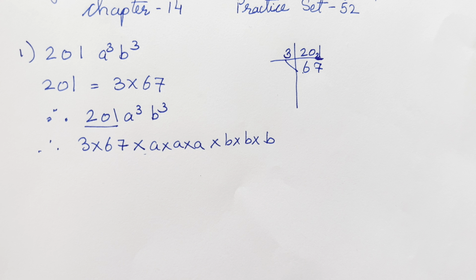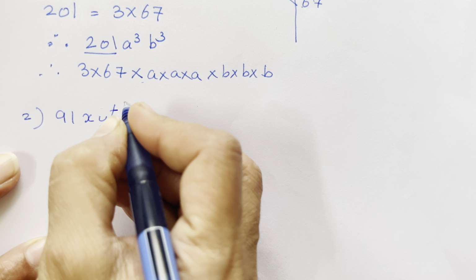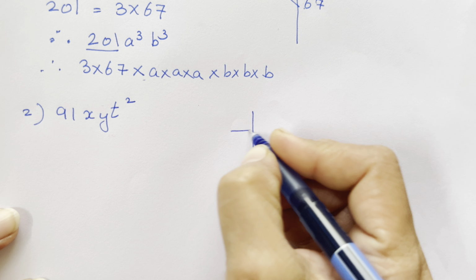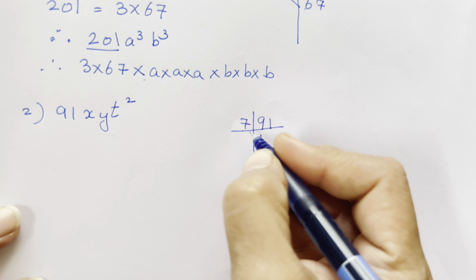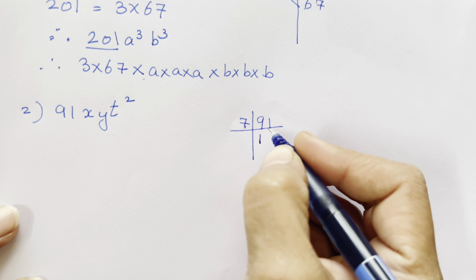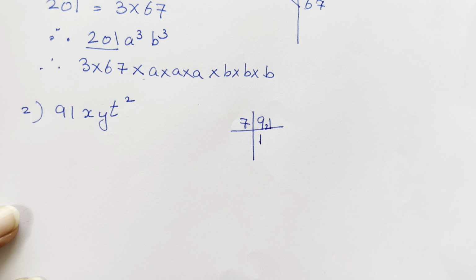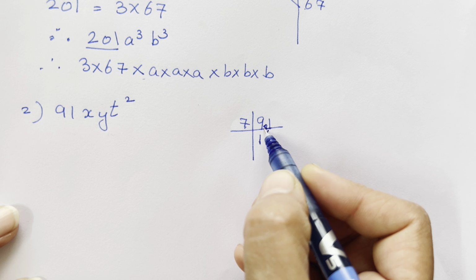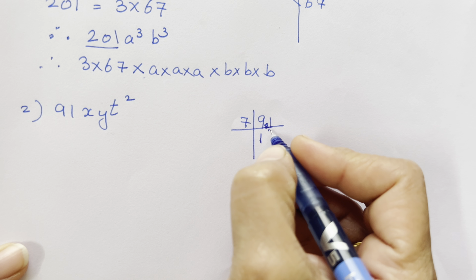Alright, so let's move on to the second sum now, which is 91xyt square. So 91, how are you going to find the factors? Again you have to factorize 91. Then you use 7. 7 ones are 7, 8, 9. So 9 minus 7 you are going to get 2. You carry forward the 2 and the number that you get is 21. That number you write over here.